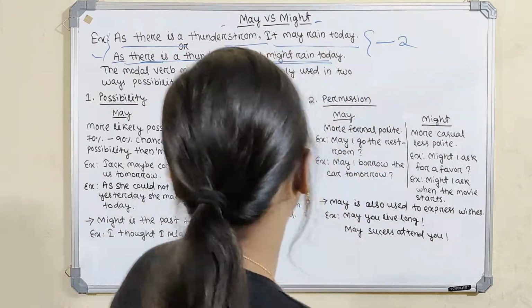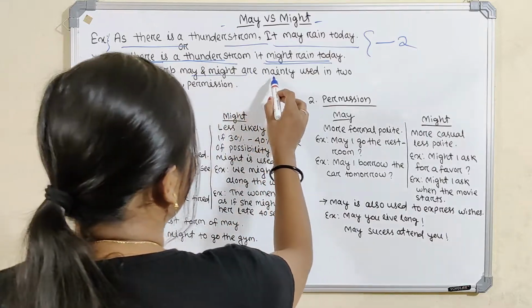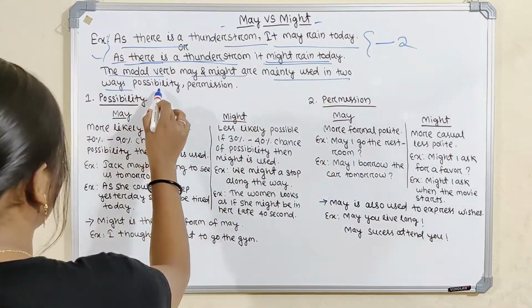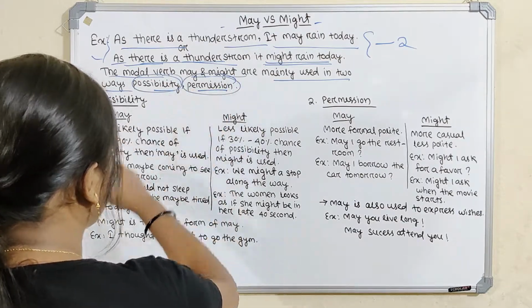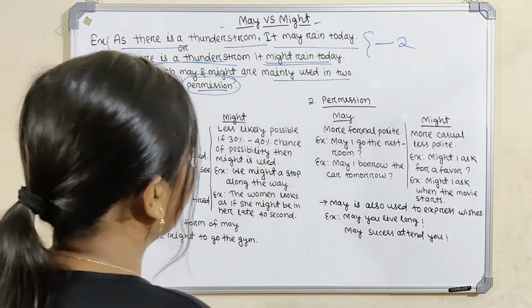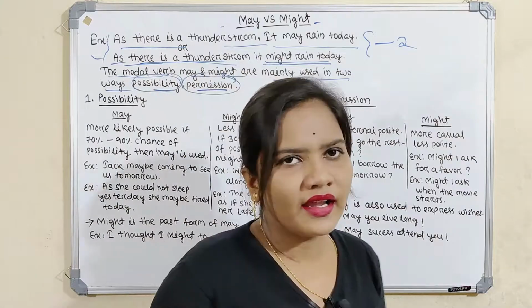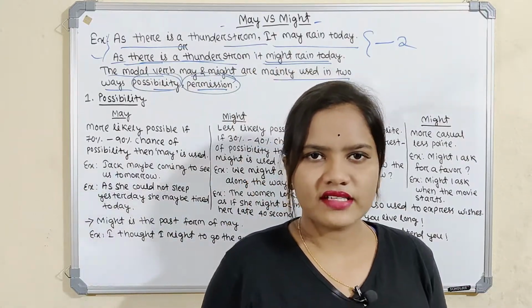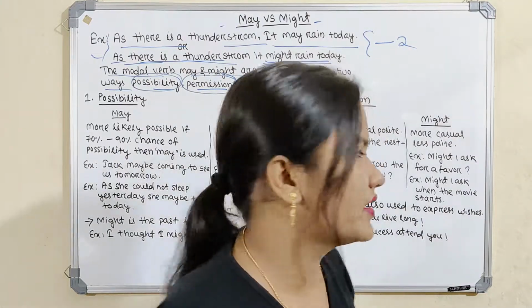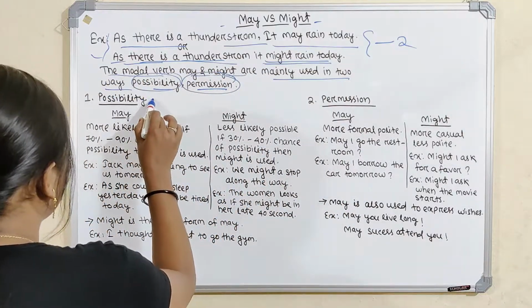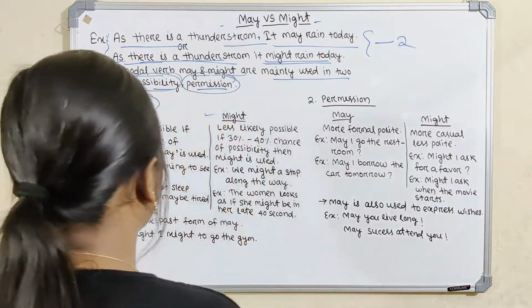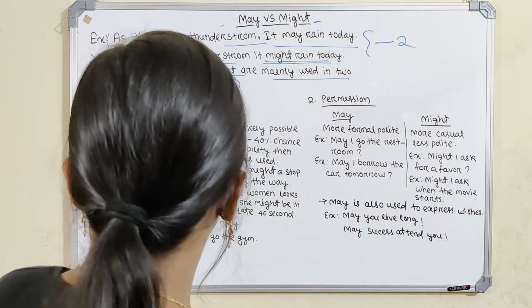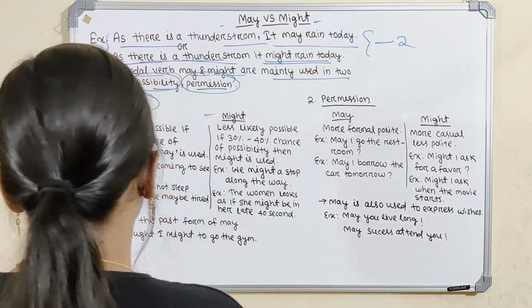The modal verbs may and might are mainly used in two ways: possibility and permission. In both of these cases, may is used and might is also used. So we first discuss possibility and how may and might are used. I divided these into two parts so it can be easily understood.